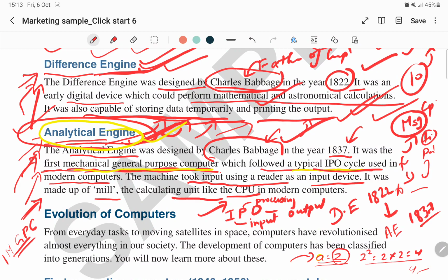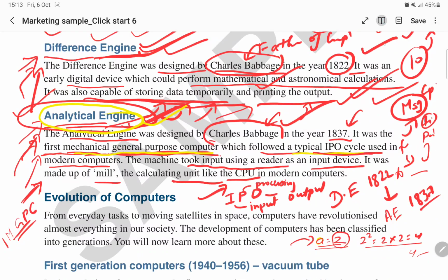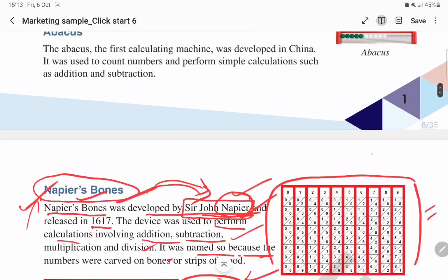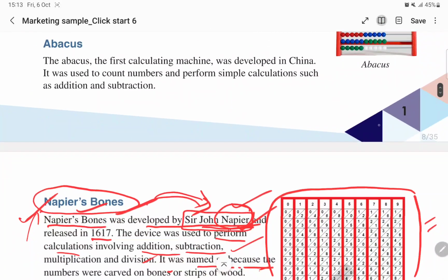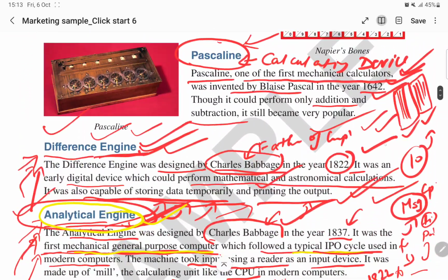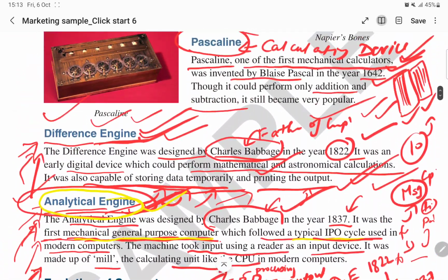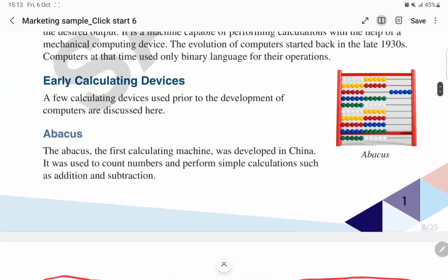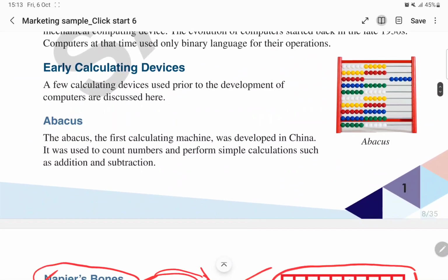Okay students, this was only for this present lecture. We have 5 early calculating devices: Abacus, Napier's Bones, Pascaline, difference engine, and analytical engine, and till here only we will cover in this lecture.